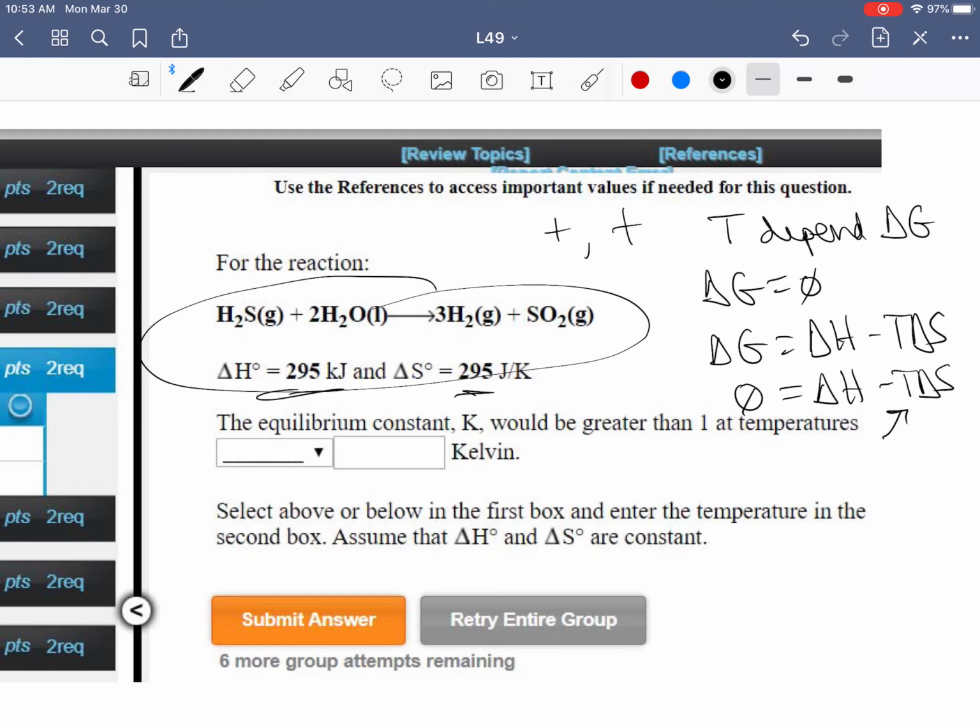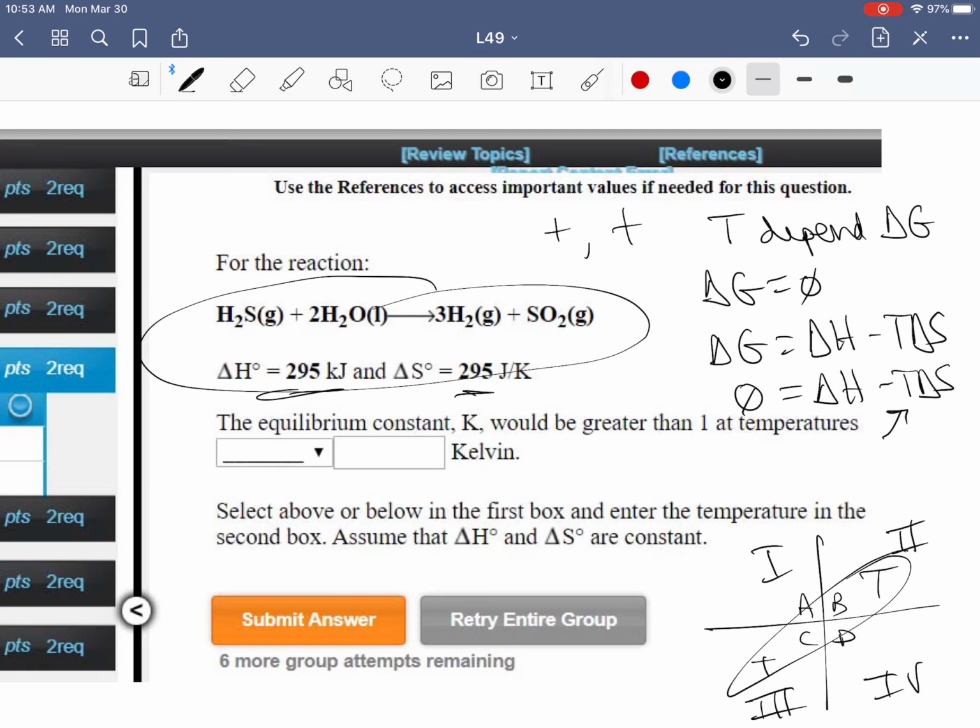And then once you solve for that temperature, you're going to have to think about which quadrant this falls under. And please go back over my notes and look at this thing about quadrants here. And these two right here are temperature dependent quadrants for the 4 types of chemical reactions that occur based on the delta H sign of enthalpy and the sign of entropy.